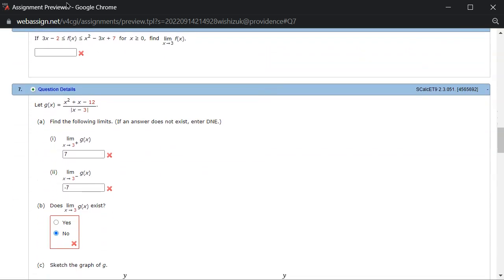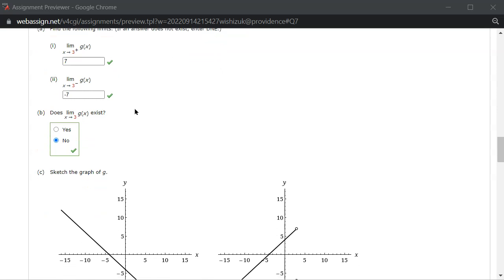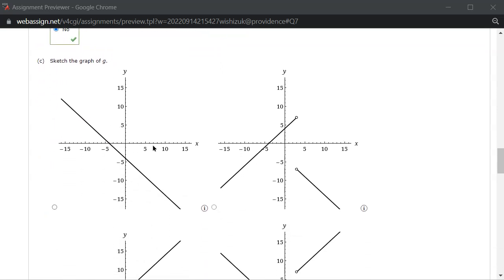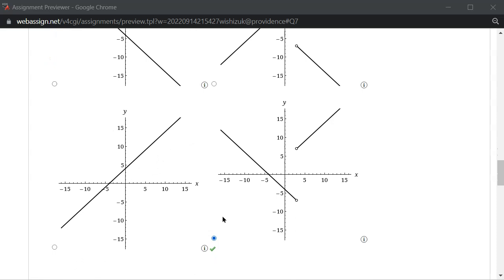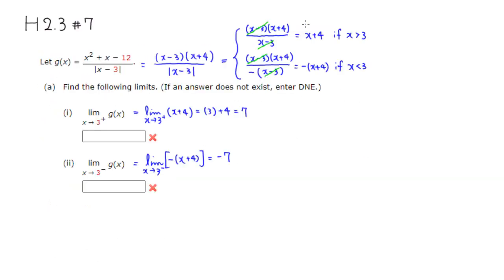So let's check the answer. All right, it came back. Looks like part A, both parts are correct. Part B is correct. And part C, we have the correct picture. All right, that's it. I hope that this was clear.